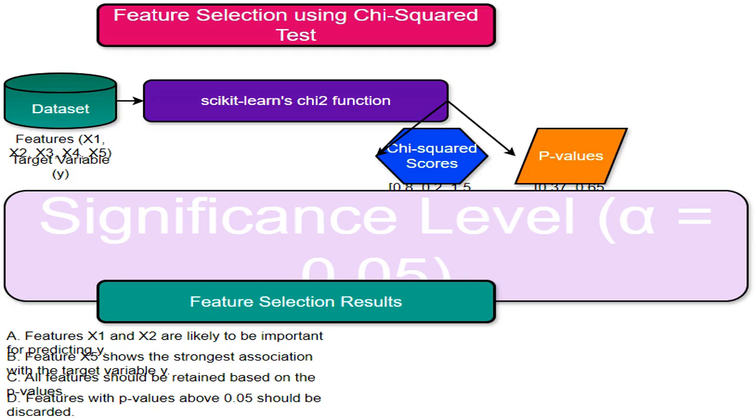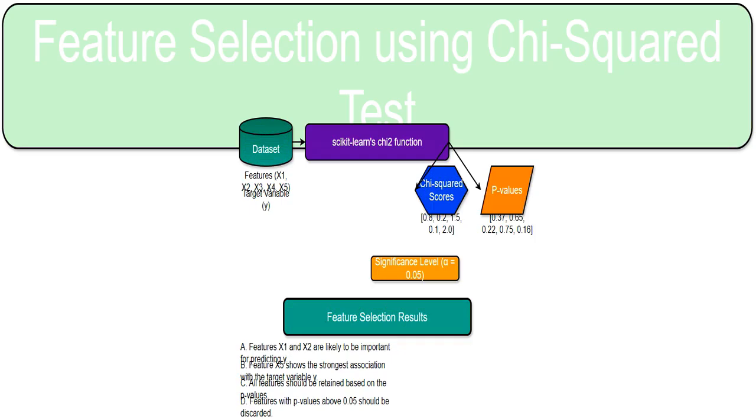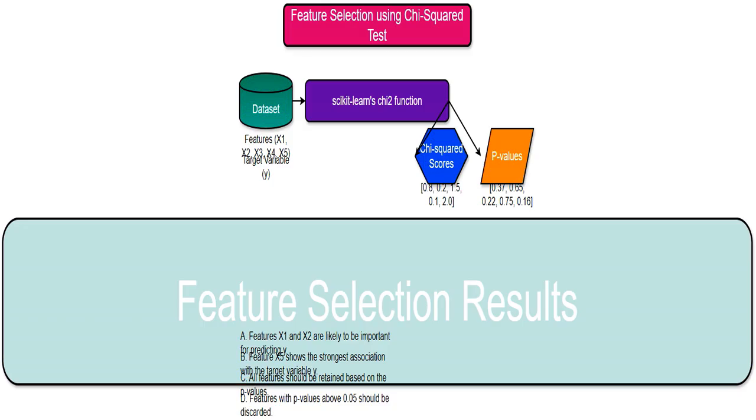Based on the chi2 scores and p-values, I need to decide which features are important enough to keep for my predictive model. The target is what I am trying to predict using my features. It's the dependent variable. Features x1 and x2 have p-values below 0.05, suggesting a statistically significant relationship with the target variable. However, their chi2 scores are relatively low.